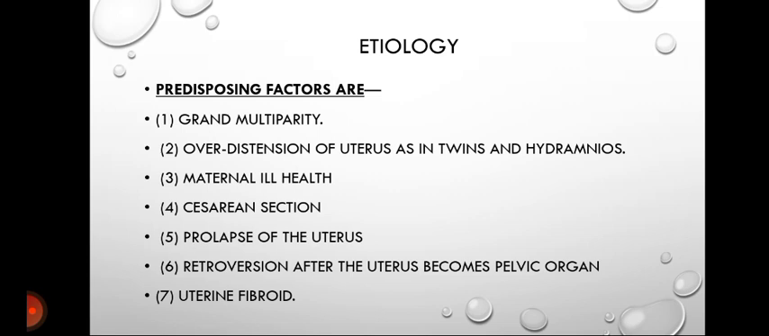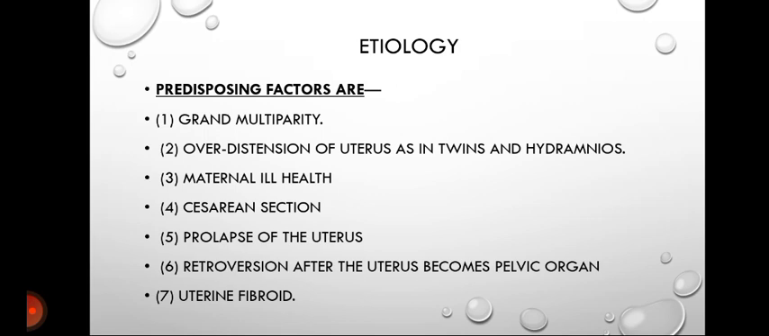Then any ill effects on the mother also contribute to subinvolution. If the mother has undergone a cesarean section, there is also a risk of developing subinvolution. Then if the uterus is prolapsed, prolapse is the falling of the uterus downward out of the vagina, which we call uterine prolapse. If the uterus is not in its normal position, subinvolution is seen.